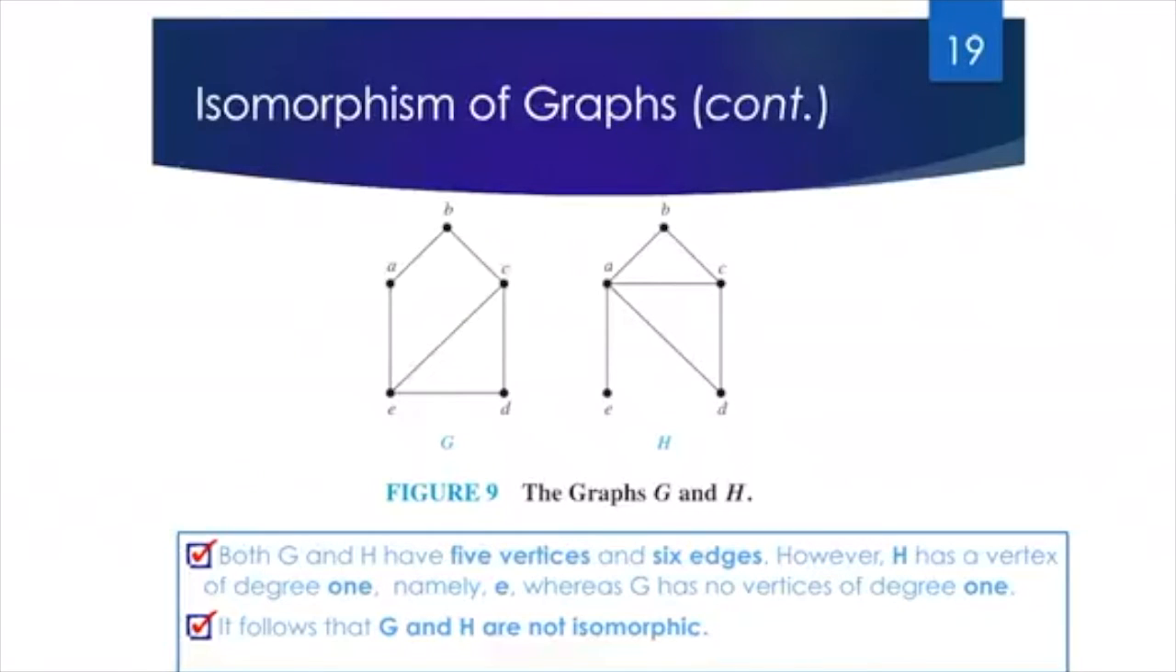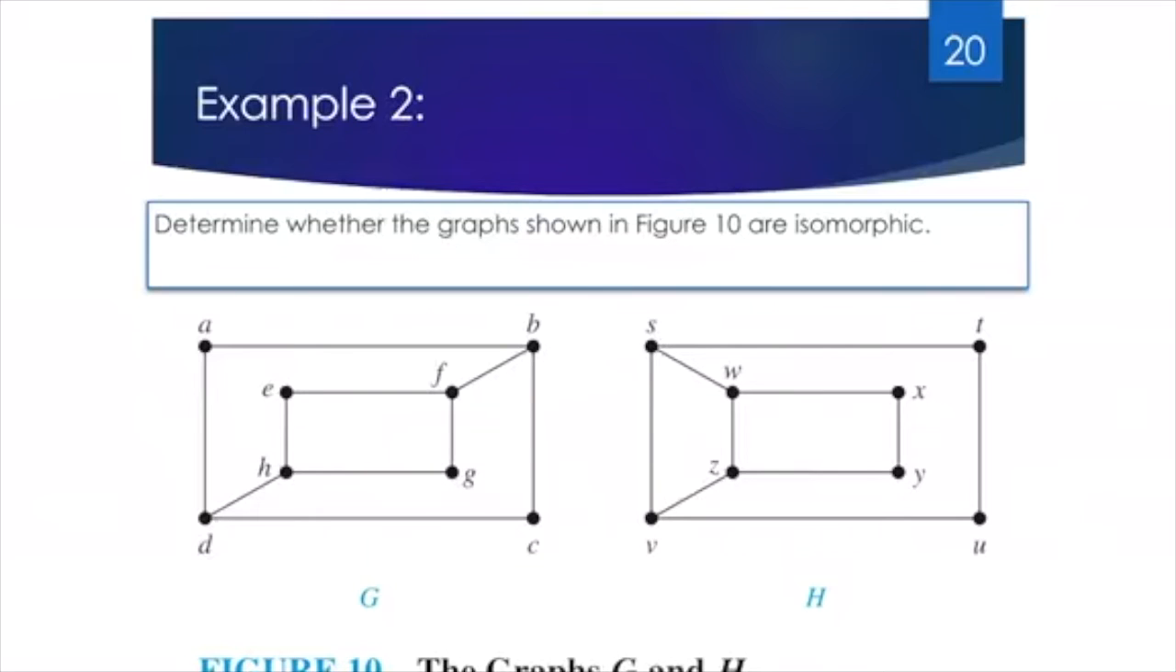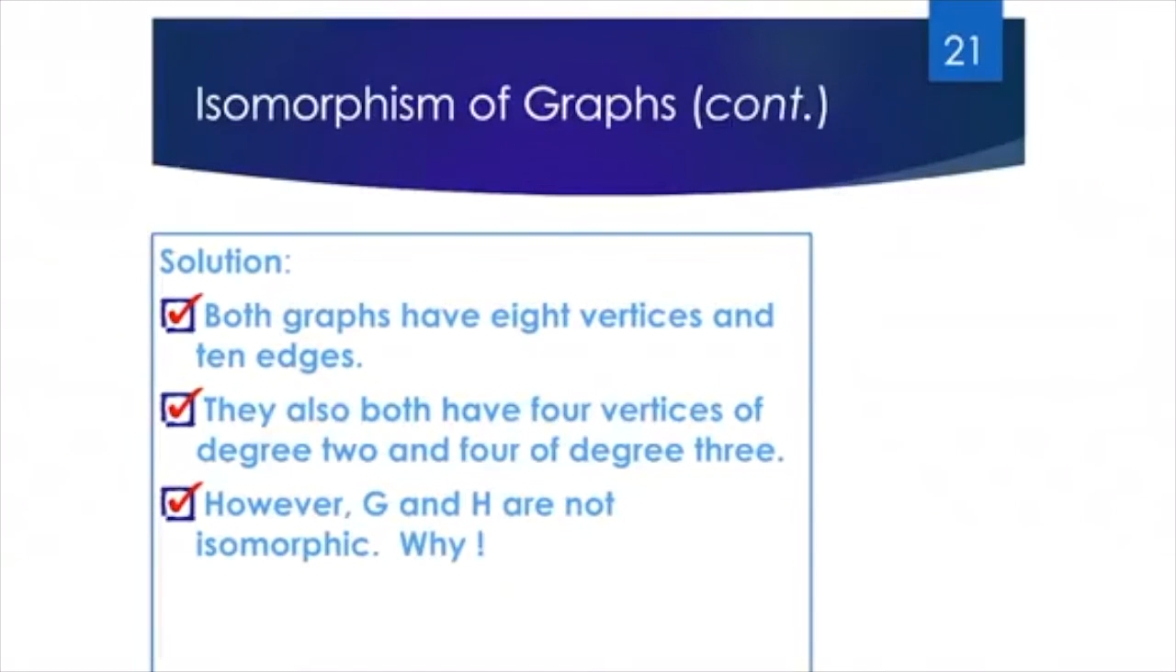A second example. Determine whether the graphs shown in figure 10 are isomorphic. You will find that both graphs have 8 vertices and 10 edges. They also both have 4 vertices of degree 2 and 4 vertices of degree 3. However, G and H are not isomorphic.